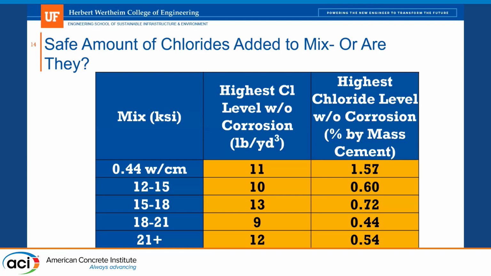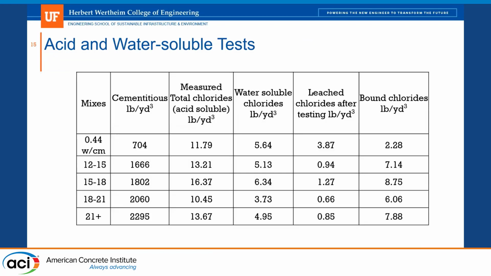If you just consider the amount of chloride that you added to the concrete, there is no difference. But if you consider the amount of leaching that happens during the testing, you will see a big difference. So here is the acid and the water-soluble test, and here is the cementitious material, and here is the measured total chloride acid-soluble, and the water-soluble. Again, we see no difference between the water-soluble chloride per pound per cubic yard, if we are talking about per mix.